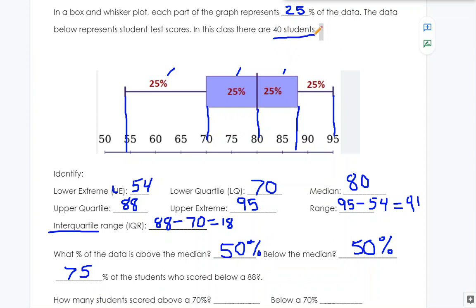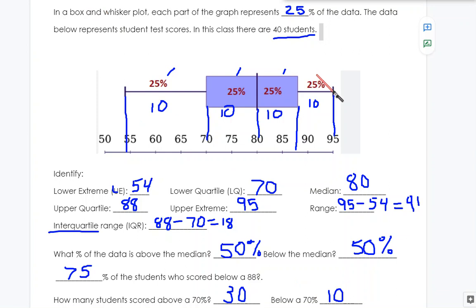Well, there's 40 students, right? So if I broke that into 4 sections, that means each section has 10 students, right? So if I want to see how many scored above a 70, well, this section has 10, this section has 10, and this section has 10. 10 plus 10 is 20, plus 10 is 30. So it would be 30 students. All right, what about below a 70? Below a 70, we only have 1 section, right? So that would be 10. 10 students scored below a 70%.